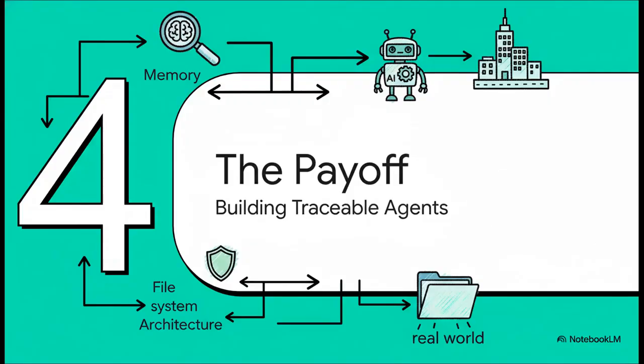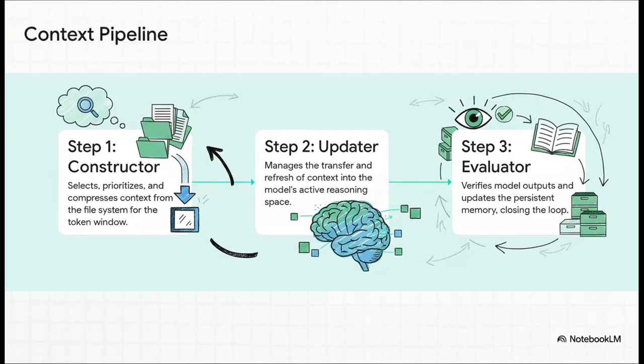Okay, so we've got the theory down. Let's talk about the real-world payoff. How does this architecture actually help us build better, more reliable agents? Well, it creates this incredibly reliable three-step pipeline for managing what the AI knows. So, step 1, a constructor intelligently pulls the most important info from the file system and packs it to fit into the model's limited attention span, its token window. Step 2, an updater zaps that context into the AI's active brain. And step 3, an evaluator checks the AI's output and then writes any new important stuff back into the permanent file system. It's a clean, verifiable, beautiful loop.